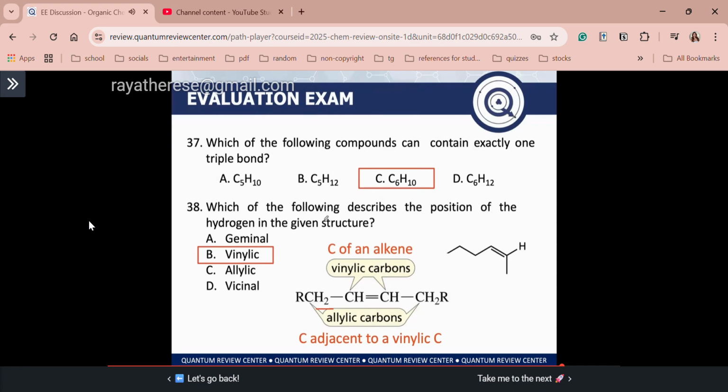Class, when we say geminal, for instance, let's take this particular carbon, the hydrogens here are geminal because they are attached to the same carbon. If you have vicinal hydrogens, they are attached to adjacent carbons. So don't get confused between vinylic and allylic, and geminal and vicinal.